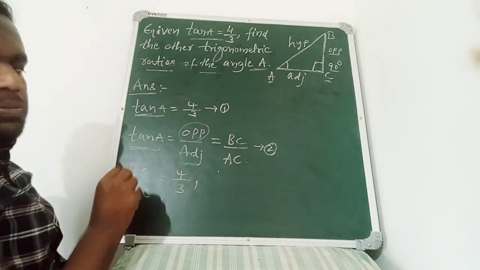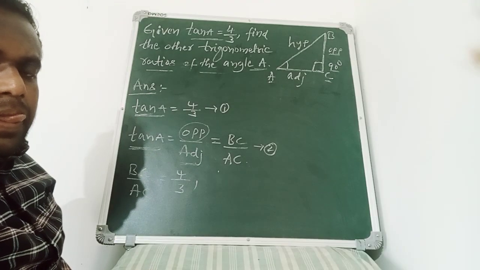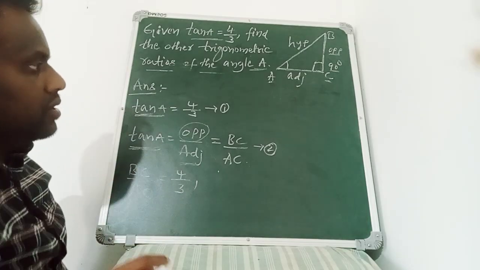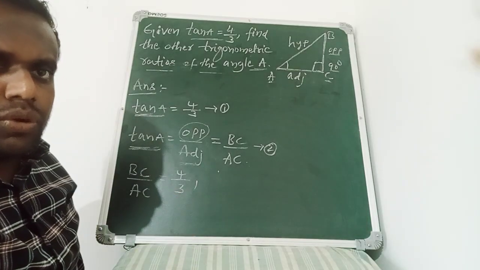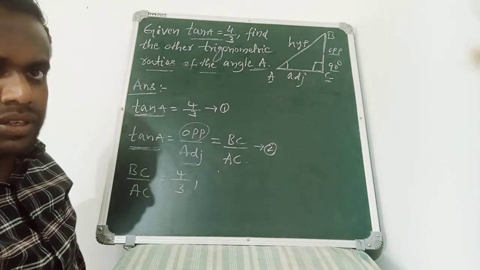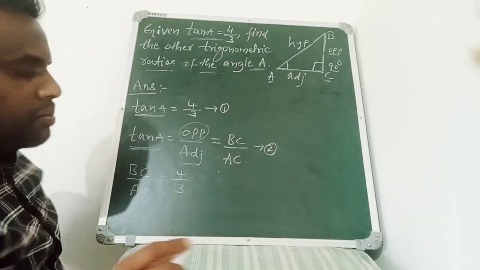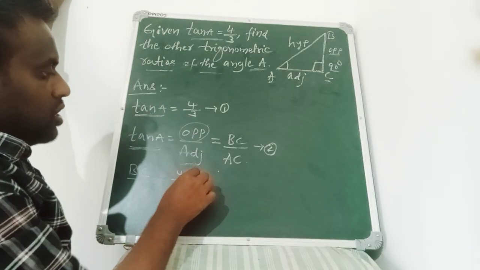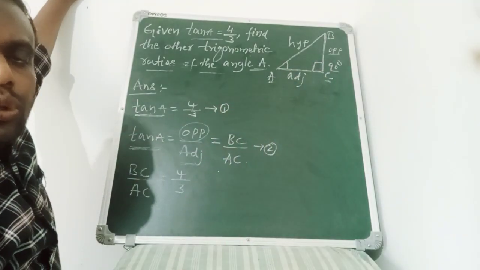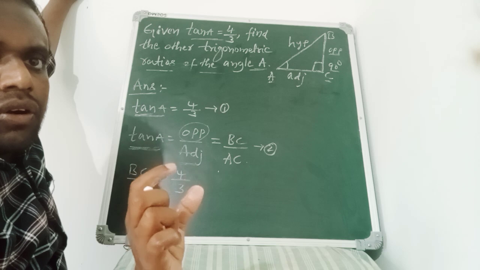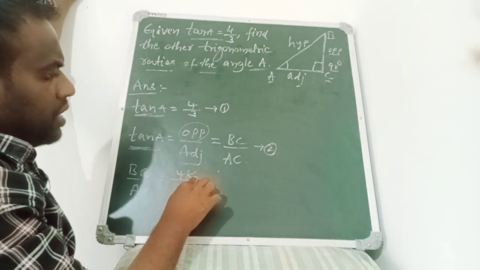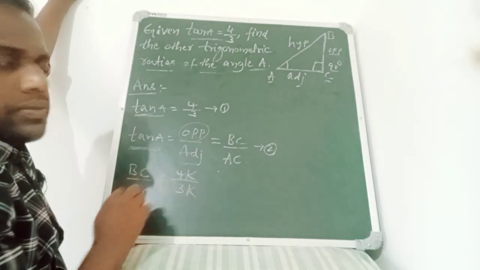Now, how to find what is BC? We don't know BC. How to find it using this ratio? We have to say something like BC is equal to this, AC is equal to this. Remember, if you want to know BC, the side lengths are not given, so we have to insert a variable. I will take K. When you put K here, you also have to put K here.